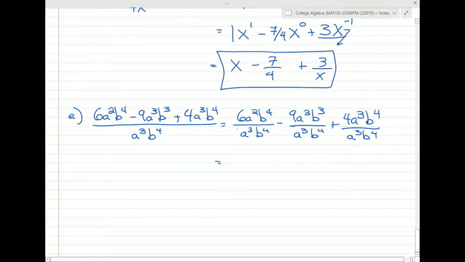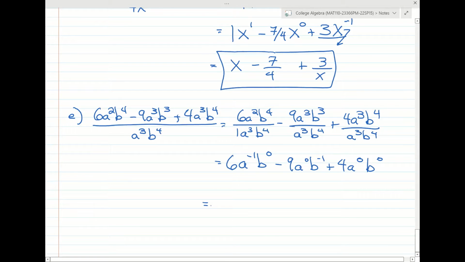And 6 divided by 1, of course, is 6. A squared divided by a to the third is a to the negative first, and then b to the 0. We'll finish it up on the next step. 9 divided by 1 is 9. A to the 0, b to the negative first, plus 4, a to the 0, b to the 0.